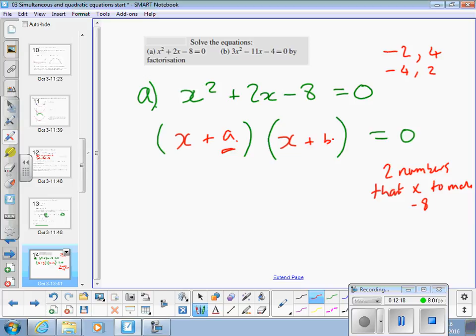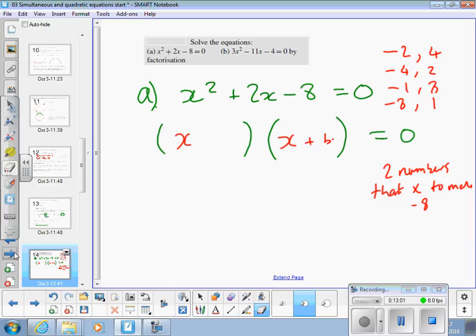You can have minus 1 and 8, or 8 and minus 1. All of those options will multiply to equal minus 8, won't they? But only one of them will add together to make the 2 in the middle. Only one of those 4 options will add together to make the 2 in the middle. Which is it? Minus 2 and 4.